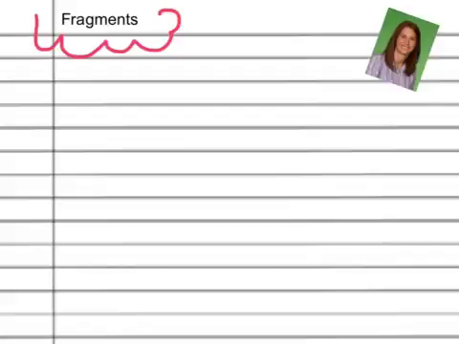At the top of the next page, will you please write down the word fragments? And we're going to spend the next few minutes talking about what a fragment is and looking at some examples and giving you some practice. A fragment is the easiest one of the things that we're going to talk about. It is an incomplete sentence or an incomplete thought.